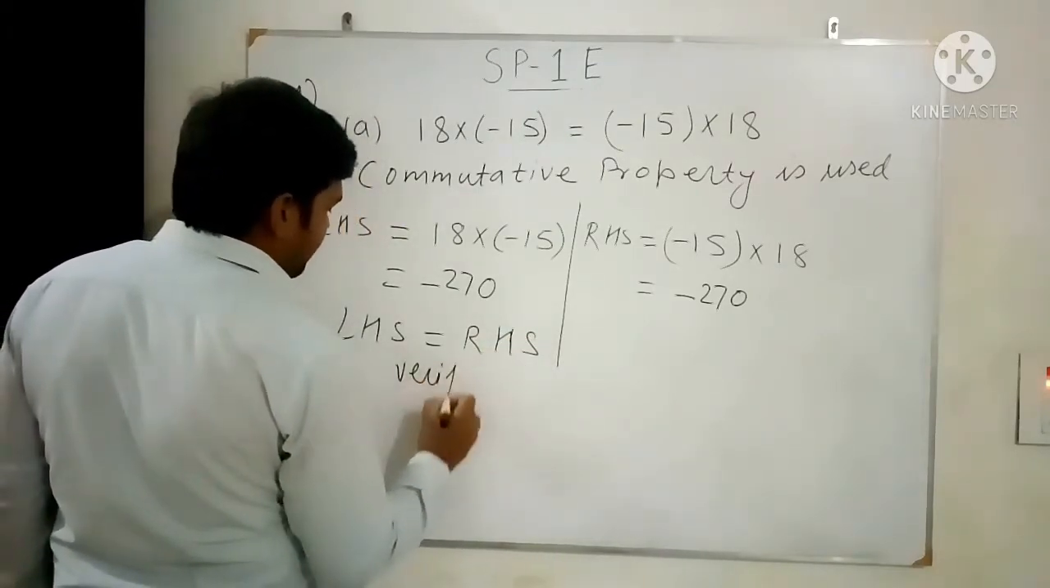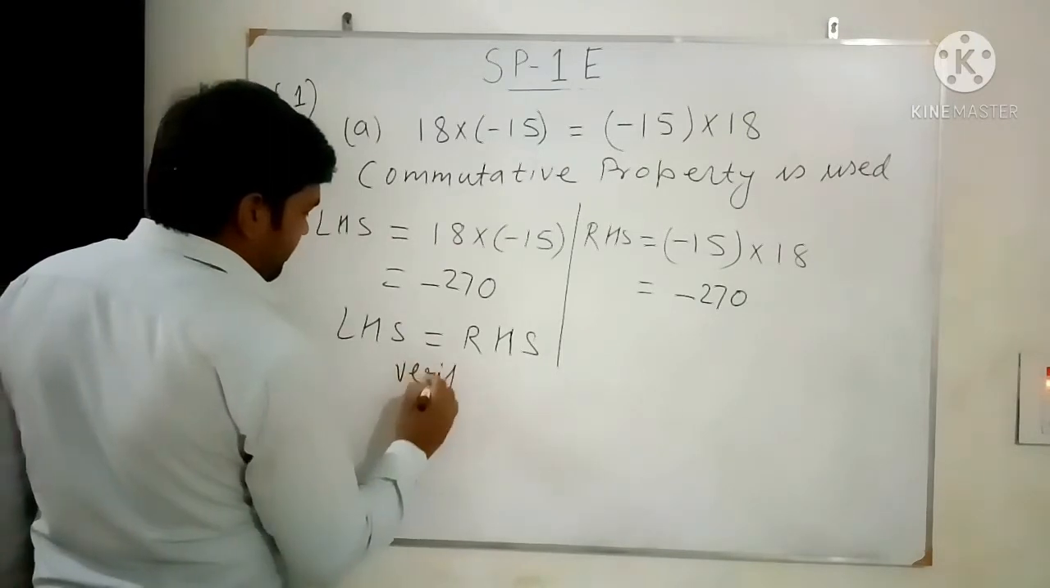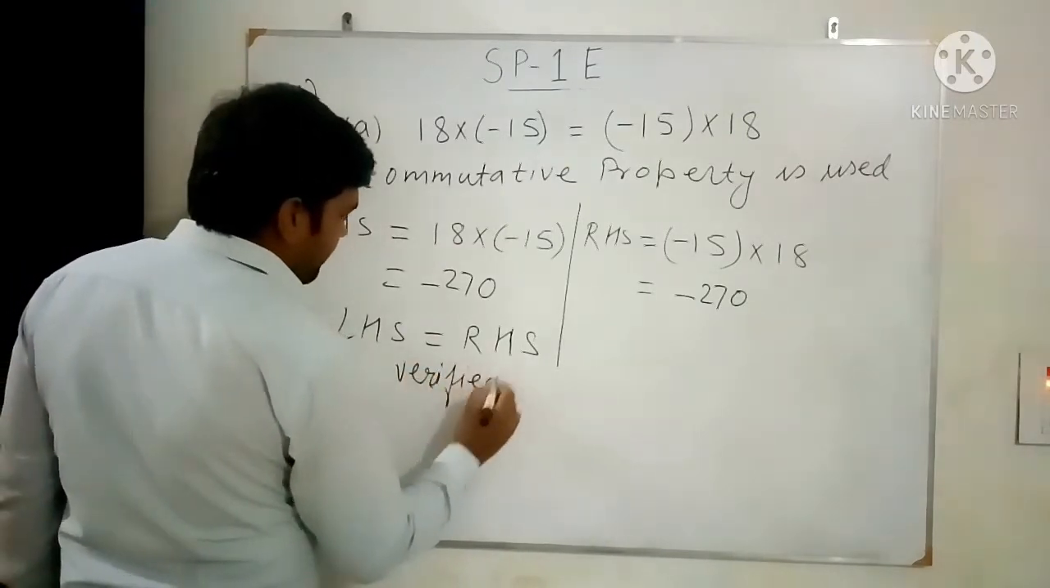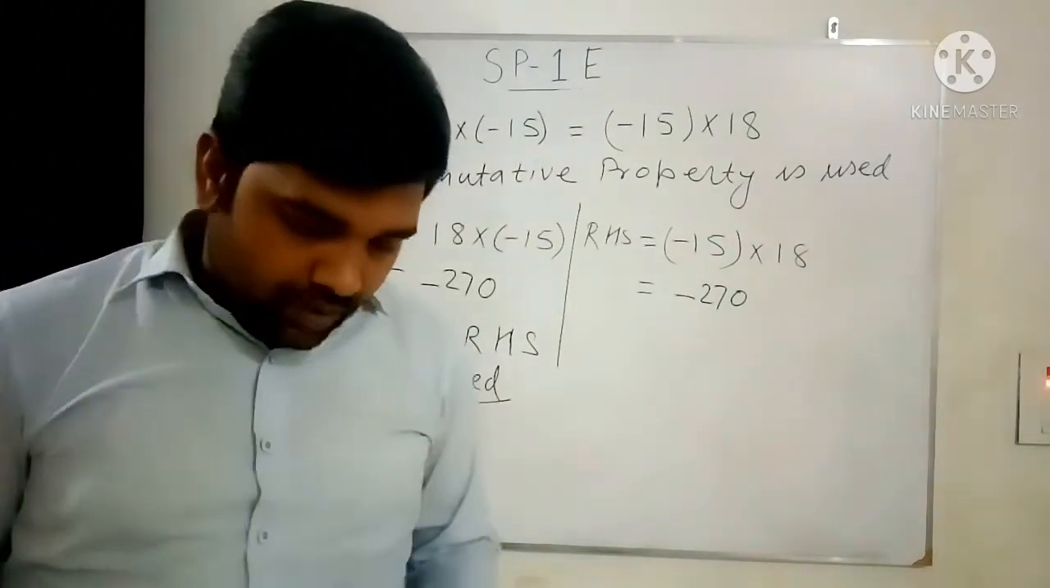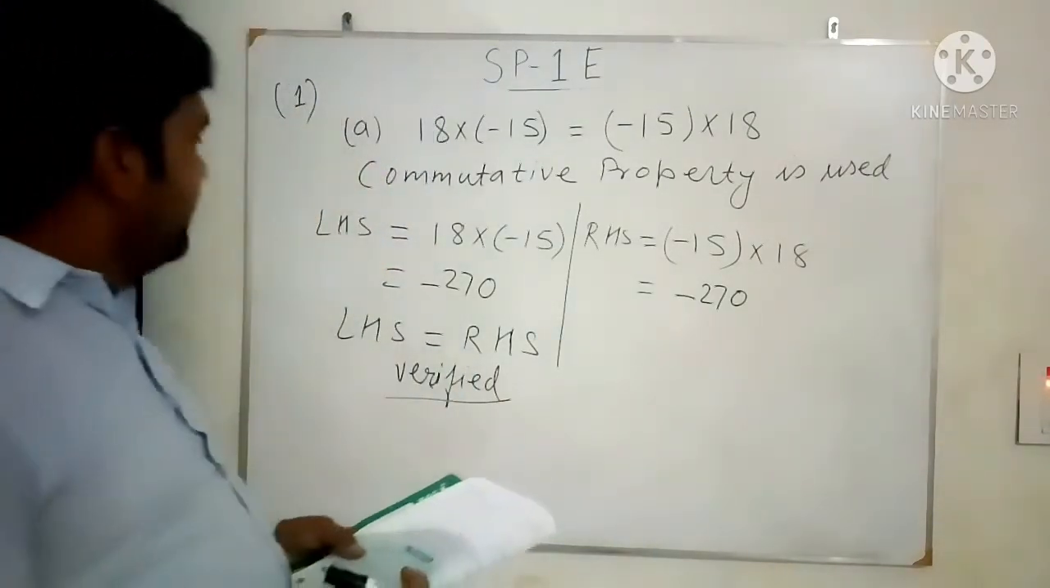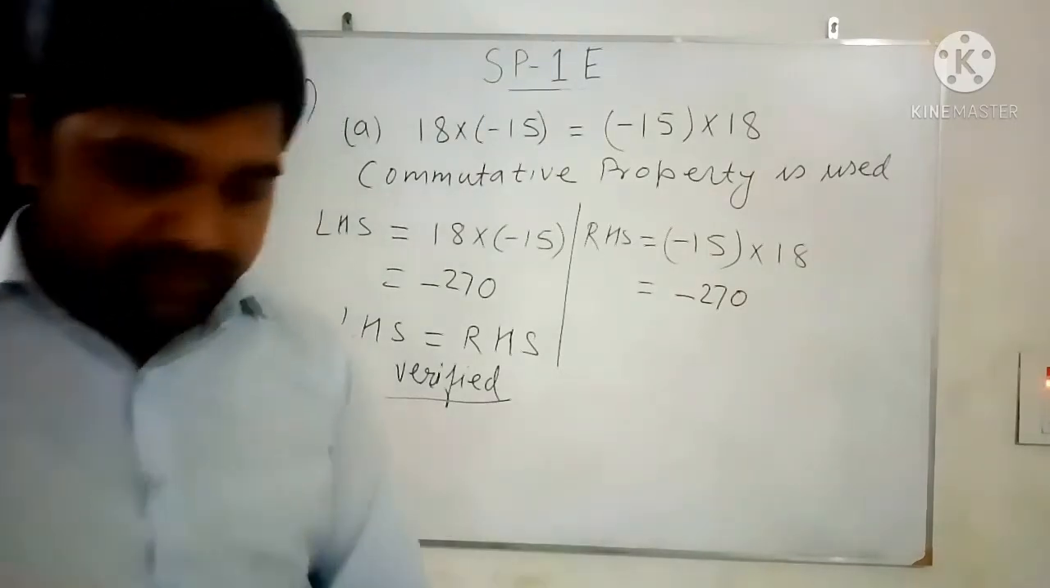So you write verified. So the property is verified. Okay, like this we have to do. Now one more question we'll do in this one, D, the last one.